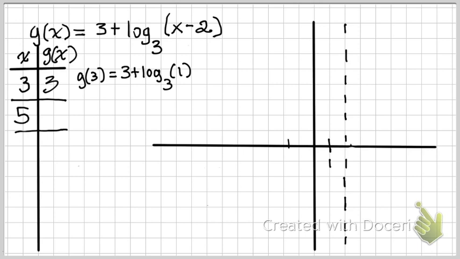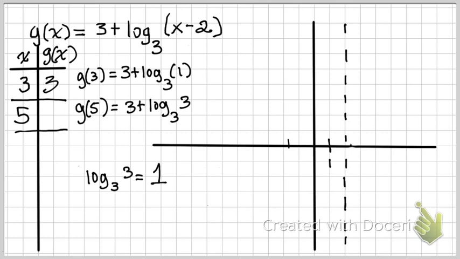So I'll use an x of 5. When I plug in a 5 here, that'll be 5 minus 2 is 3. So g of 5 is equal to 3 plus log base 3 of 3. Now what's log base 3 of 3? If you're following along up to this point, I hope you know that's 1. Log base 3 of 3 is 1. So that's my second convenient point.